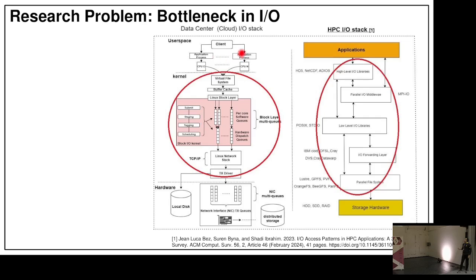So I started with one problem statement: we all use the Linux operating system, that's obvious, or Windows. We have an I/O stack in Linux, and we have an I/O stack in HPC as well. So that's data center I/O, that's HPC I/O. We don't have to go into details, but the main idea was that this I/O stack is a performance bottleneck.